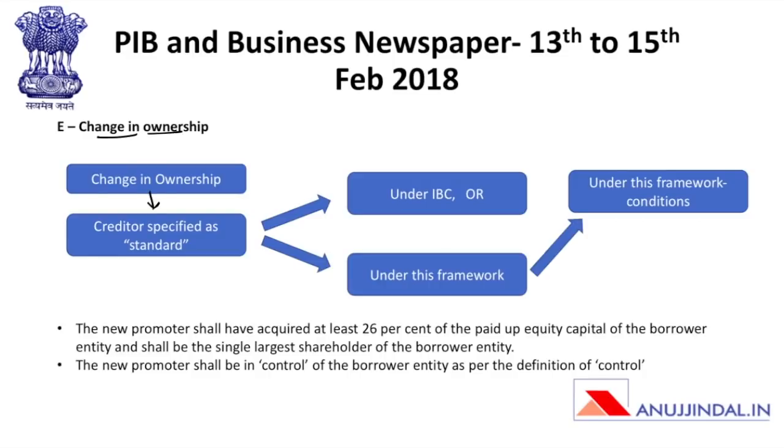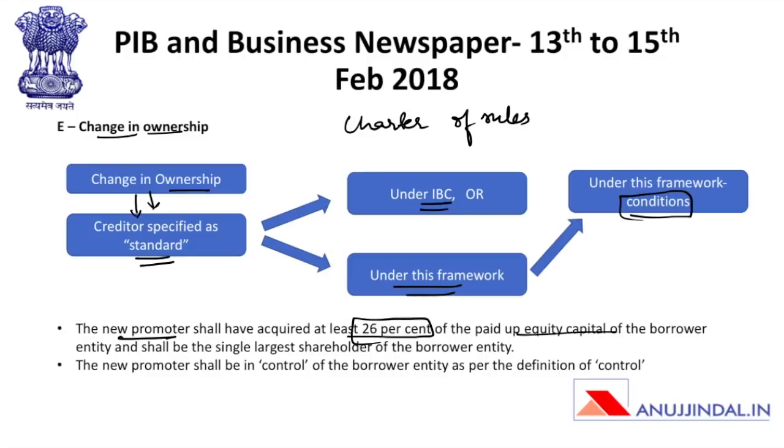The next is change in ownership. Change in ownership, let's assume that it happens, and a creditor is now specified as standard either under the Insolvency and Bankruptcy Code or under this framework, that is the Charter of Rules, which have been released by RBI, what we are discussing. There are certain conditions if an owner is changed from defaulted or substandard or a lost asset to standard. What are the conditions? The new promoter shall have to acquire at least 26% of paid up equity capital of the borrower entity. Now, this is the borrower entity, it has 100% control, and now, according to the new rule, at least 26% is to be acquired by a promoter who acquires this borrower entity because it has been declared as insolvent.